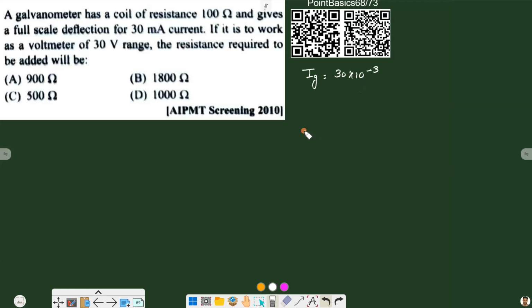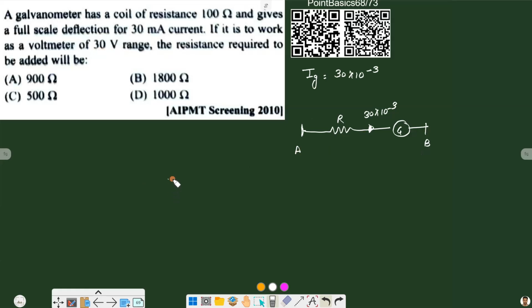So suppose we add a resistance R in series, as it needs to be converted into a voltmeter. So resistance should be in series. And now we have a galvanometer here, and maximum current, that is 30 into 10 raised to power minus 3. Here point A, this is point B, and potential between A and B is mentioned to be 30 volts.